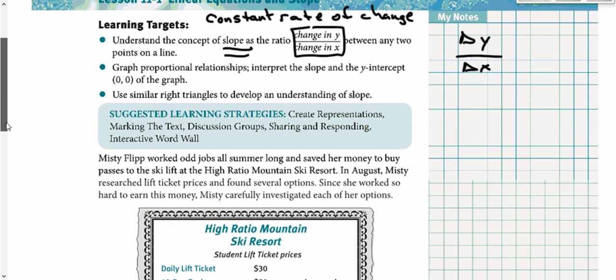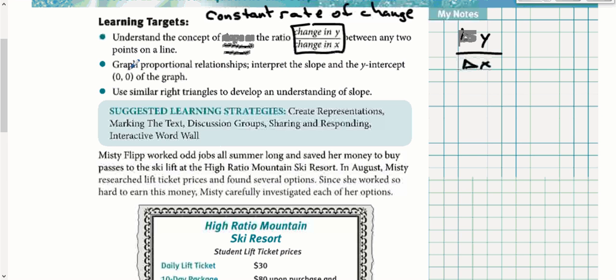We can look at slope and constant rate of change on graphs and interpret the slope and the y-intercept of (0, 0). The y-intercept is where the line of a graph intersects the y-axis. So if we're going through (0, 0), that is the origin. Use similar triangles to develop an understanding of slope.